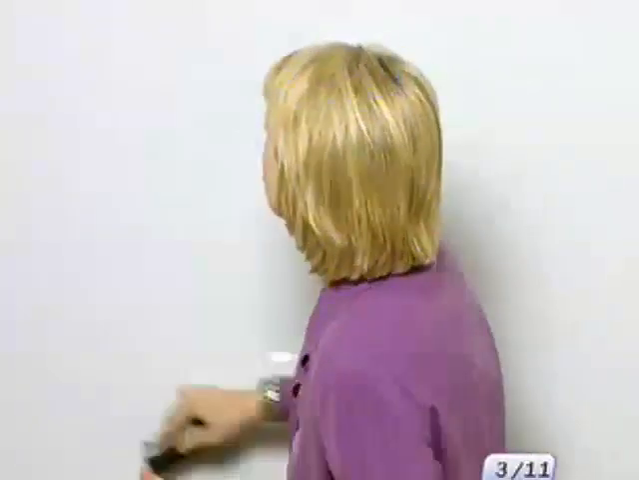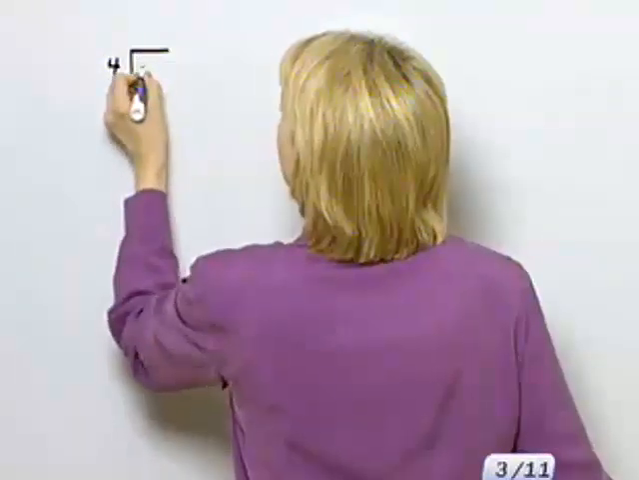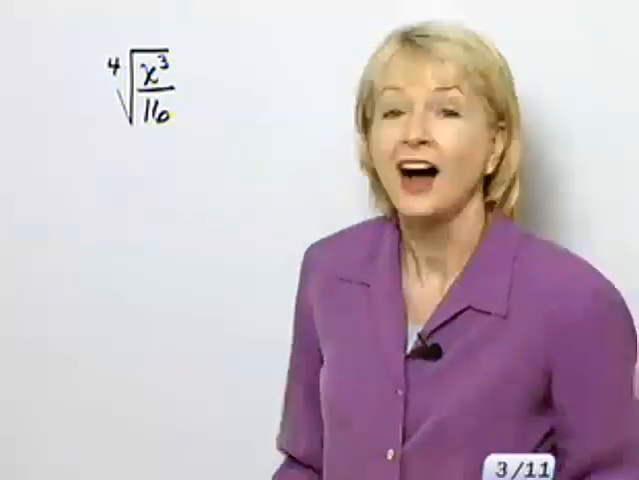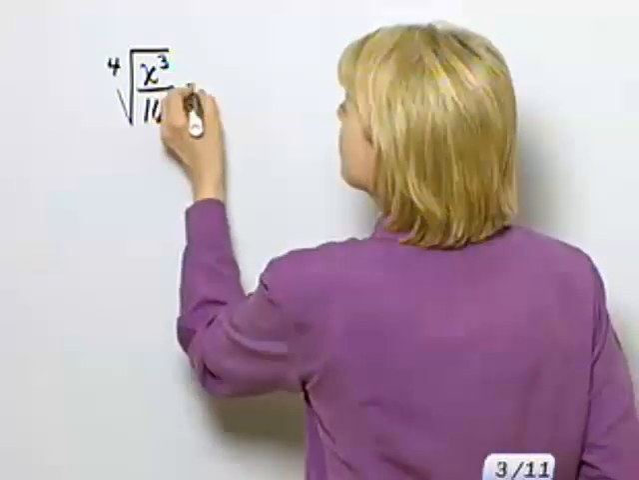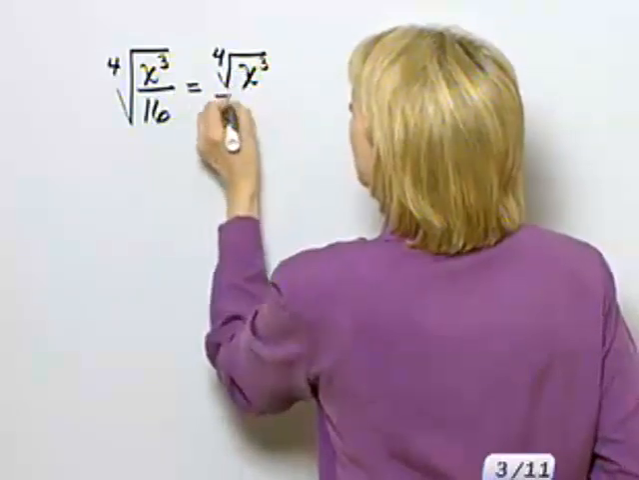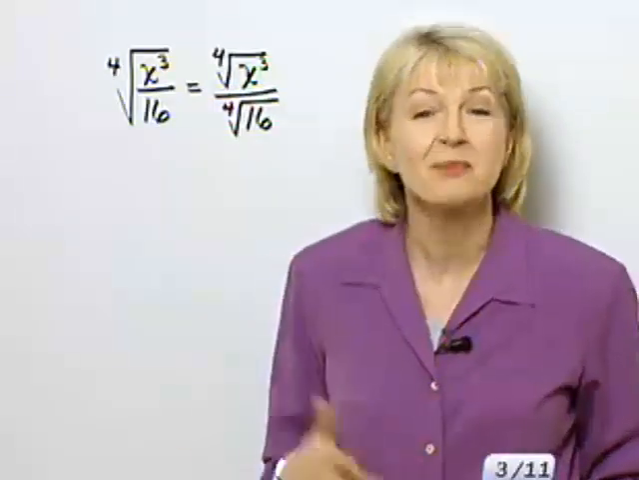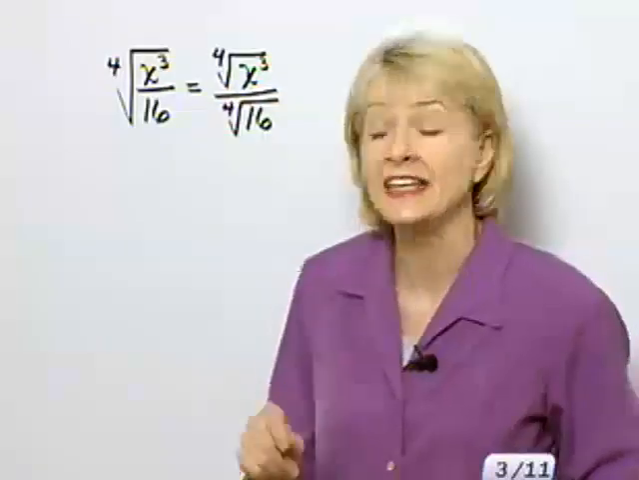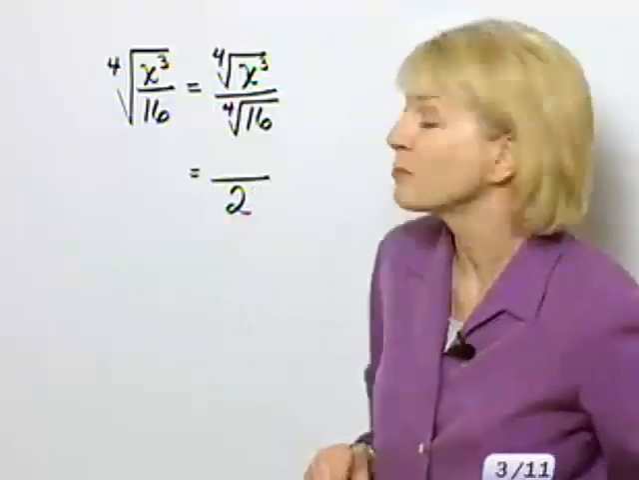Let's suppose I have, say, the fourth root of x cubed over 16. I'll use the quotient rule to help me simplify this. I'll make this the fourth root of x cubed over the fourth root of 16. How does that help? Because I can evaluate the fourth root of 16. The fourth root of 16 is 2. And I can also work on these radicals separately now.